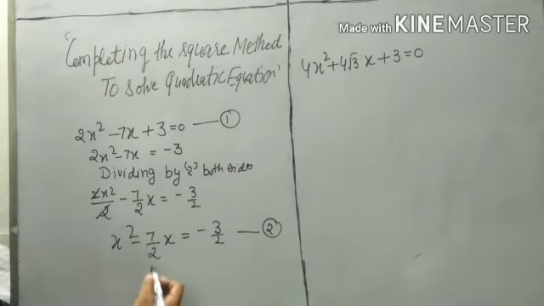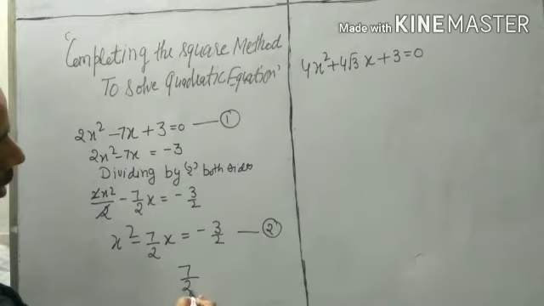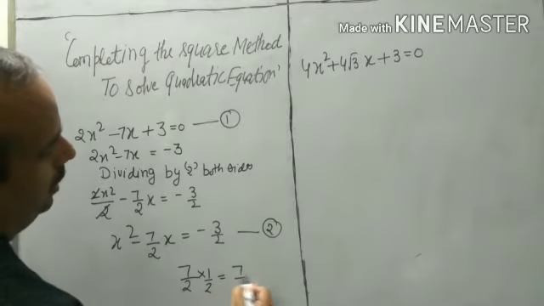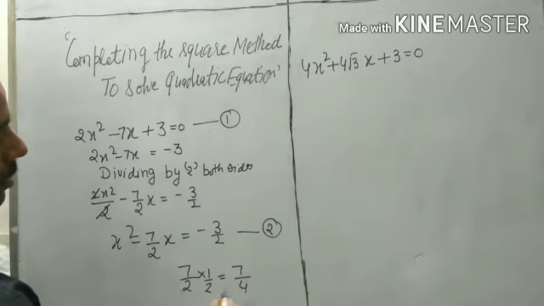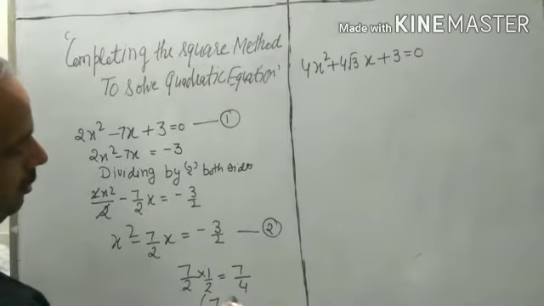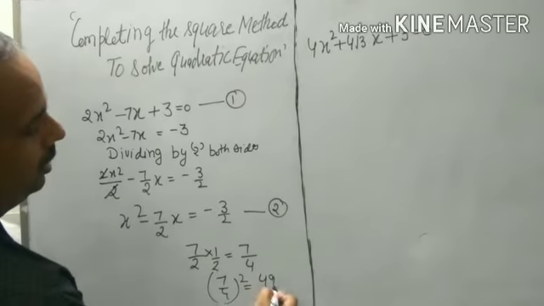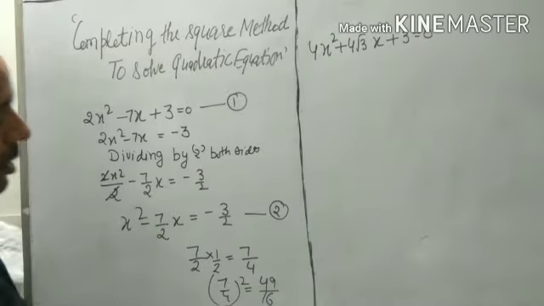Our next step will be to take the coefficient of x and multiply it by 1 by 2 every time. What we will get is 7 by 4. And make the square of that. 7 by 4 square will be equal to 49 by 16.